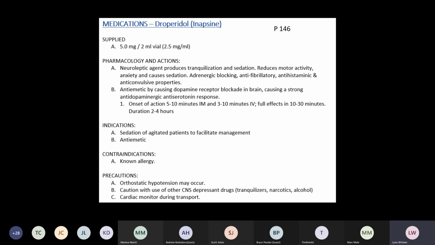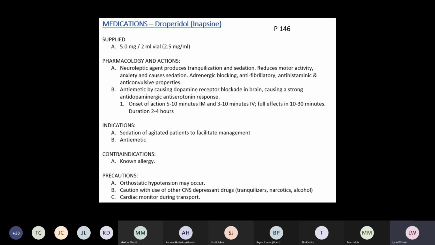Now, precautions, just like with Haldol: orthostatic hypotension can occur. Caution with other CNS depressants, so tranquilizers, alcohol, narcotics. And we do a cardiac monitor during transport, because all these drugs have been reported to have some QT prolongation. If you know that the patient's on a QT prolonging drug, I would not use this to sedate them.